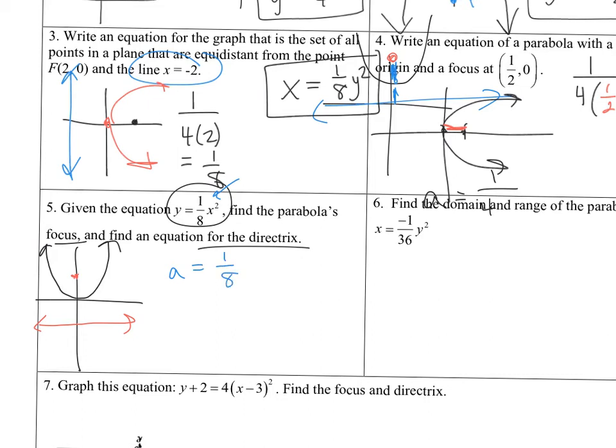So I'm going to do A, which is 1/8, equals 1 over 4C. I'm kind of going to go backwards. If I solve for C, C equals 2. So that means the distance between here and here and here and here has to be 2. So that gives me that the focus is at (0, 2), and the directrix is the line y equals -2, if that distance is 2.